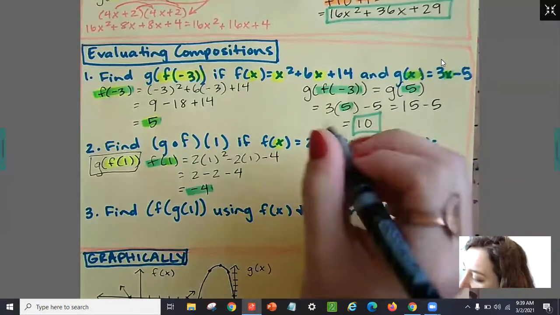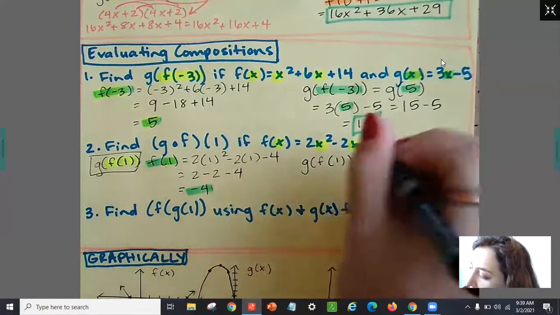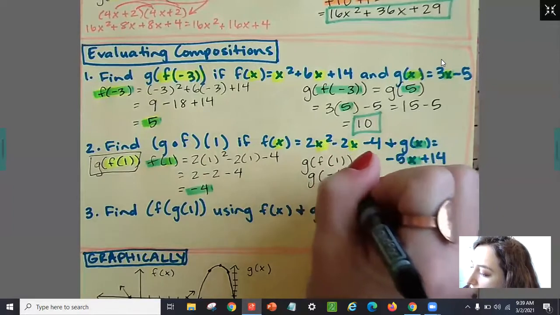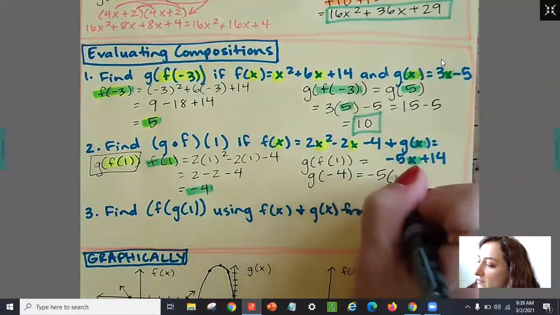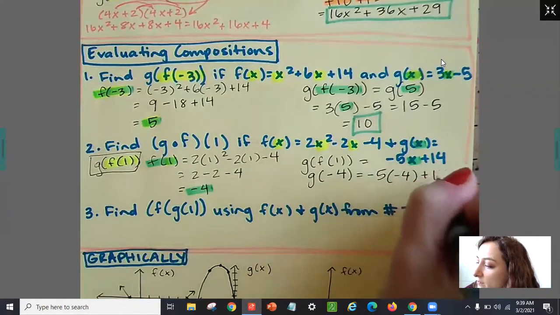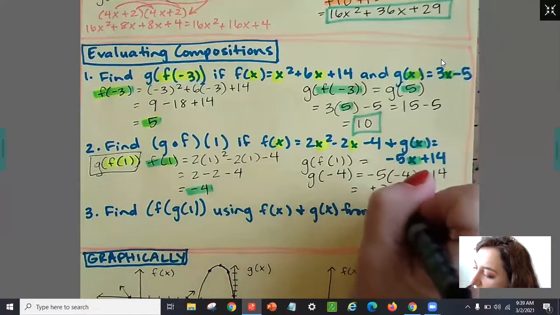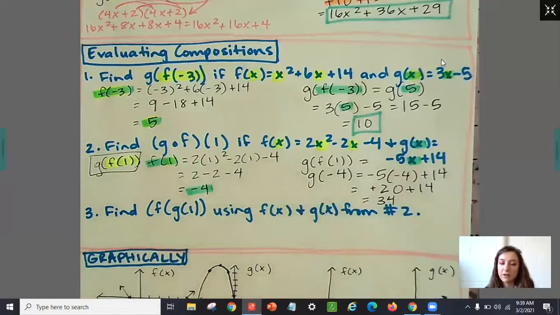Okay, so let's find g of f of 1, and we know that f of 1 is -4. So I'm going to plug in -4 for x in g of x. -5 times -4, and then plus 14. -5 times -4 is positive 20, and then we're going to have plus 14, so that means that our answer here is 34.